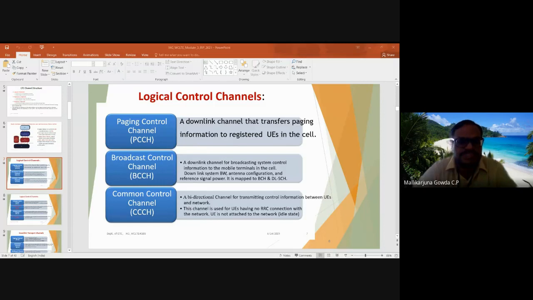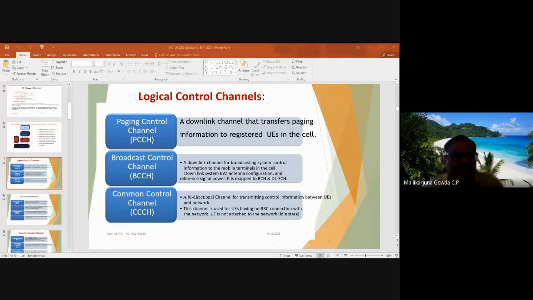Okay, to begin with, first I said, what is this broadcast control channel, right? That is BCCH. I said it is a downlink channel for broadcasting system control information to the user equipments, right? So it carries downlink system bandwidth, antenna configuration, and as well as the reference signal power. Since it carries a huge amount of data, it is mapped to the transport channels, that is BCH and downlink shared channels. So this is what I said in the previous class.